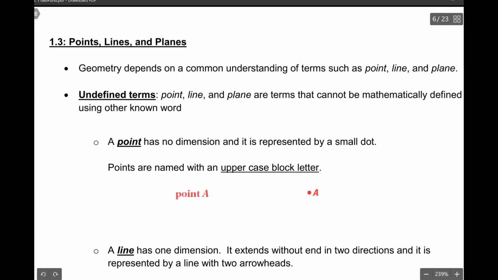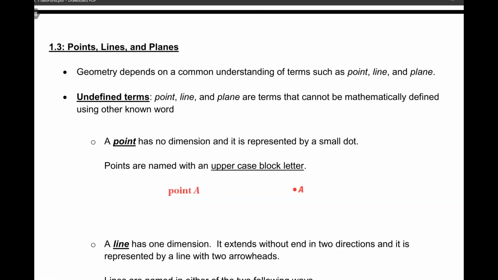Here's a screencast for 1.3, points, lines, and planes. So geometry depends on certain vocab, like point, line, and plane. So let's go over what point, line, and plane mean.